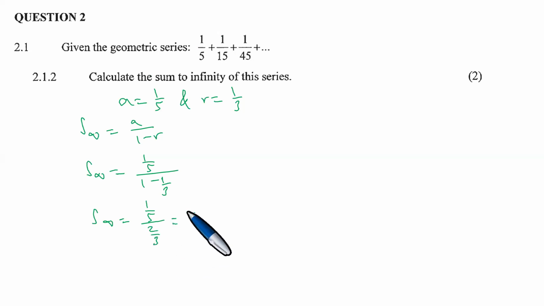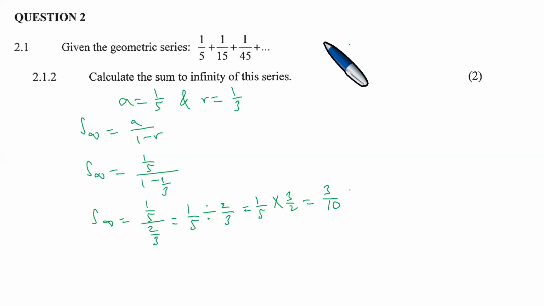which is 1 over 5 divided by 2 over 3, which is 1 over 5 multiplied by 3 over 2, which is 3 over 10. So the sum to infinity is 3/10. In other words, if we add all these terms and add the next one and the next one up to infinity, the result is going to be 3 over 10.